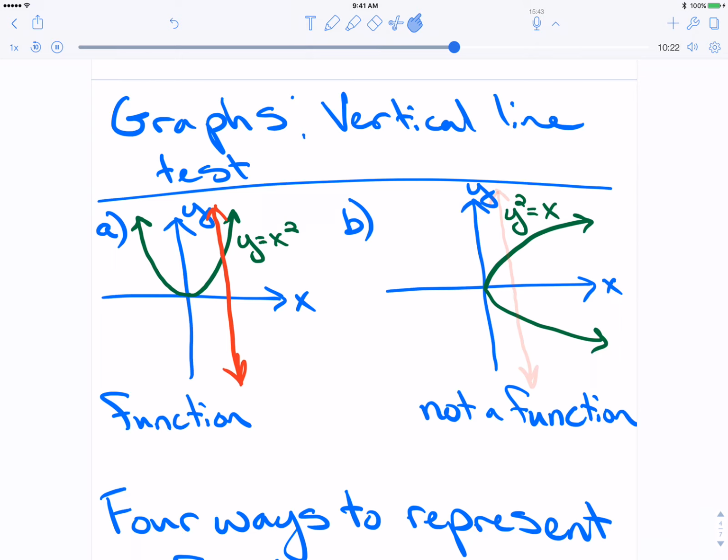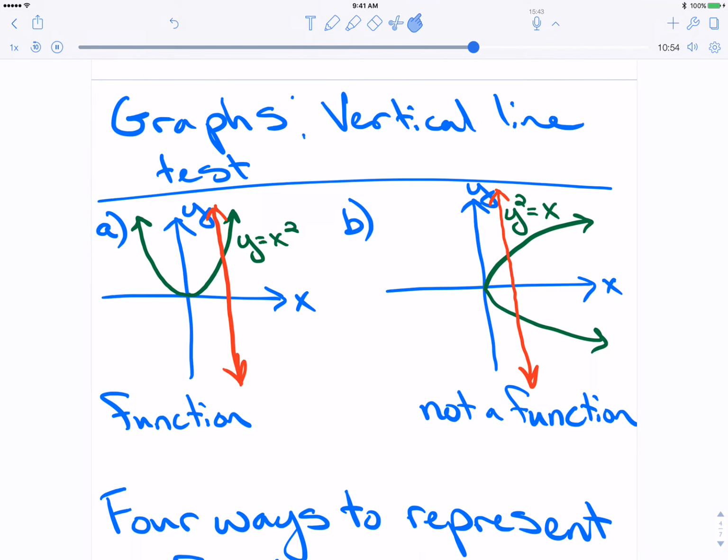However, if I do the same thing over here for B, what I'm going to find is that my vertical line is going to cross through 2 points on this graph. And if I move it aside, it only has to do it once. If it does it even once, it's no longer a function. This vertical line test allows you to immediately determine whether or not what you are looking at is in fact a function. And for y squared equals x, that's not the case. It passes twice.